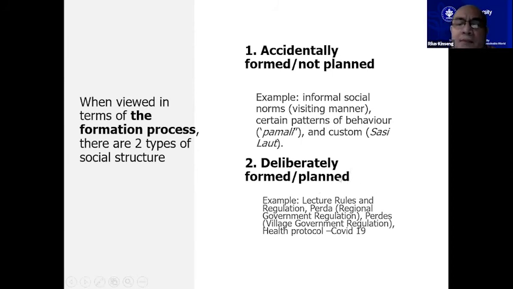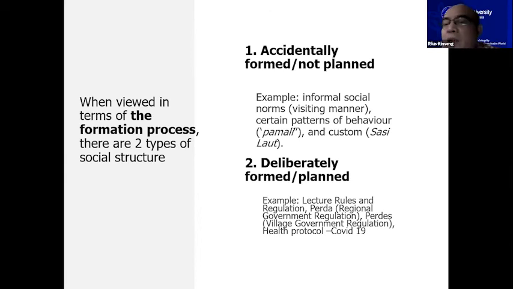But there are also some social structures that we produce intentionally, that we plan to produce. Like, for example, lecture rules. We intentionally make these rules in order to conduct the lecture in an orderly way. Otherwise, it's messy. So to make it the way we intend, we produce rules and regulation. This kind of social structure is deliberately formed, planned, or produced by intention.